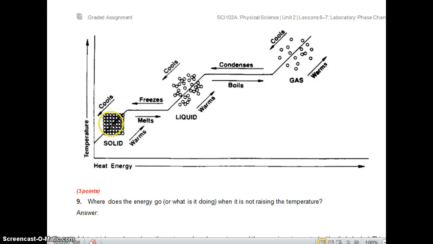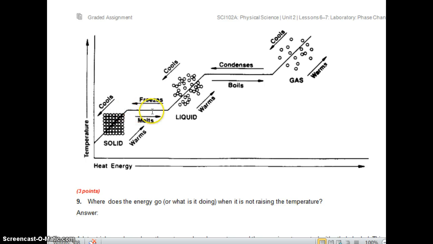Okay, so if we notice, this is a phase change graph. We have an increase in temperature, an increase in energy. So when a substance is a solid, the molecules are all arranged nice and orderly, okay? And if we notice, the temperature is going up as the heat energy is going up. So it's getting warmer, warmer, and then right here it's freezing and melting.